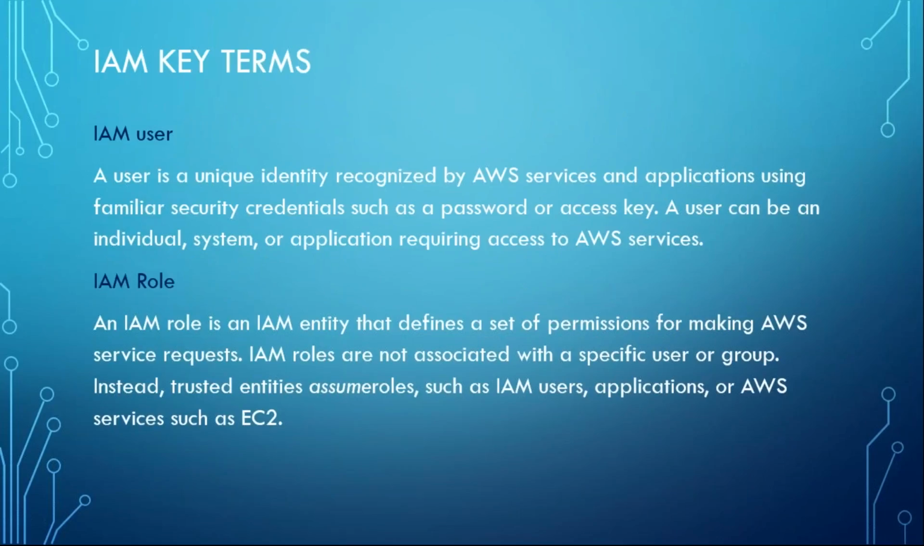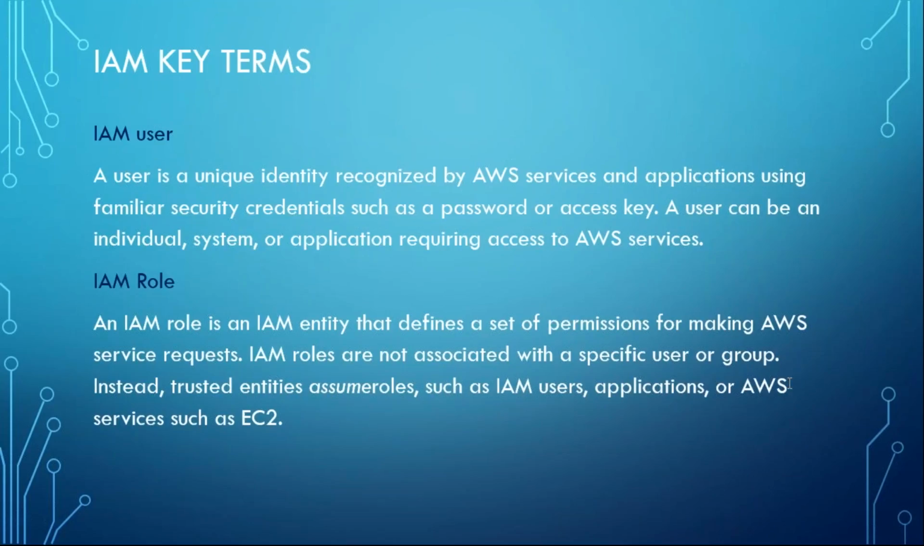So there are a few key terms. First thing will be the IAM user. A user is a unique identity recognized by AWS services. It is nothing but a normal user, a user enrolled with a name. Second thing will be the IAM role. An IAM role is an IAM entity which has a set of permissions similar to a user, but you can assign a role to any application. It's not necessary that an individual person should be there for a role. This IAM role will be useful for trusted entities, like assume role. We'll see how assume role works.